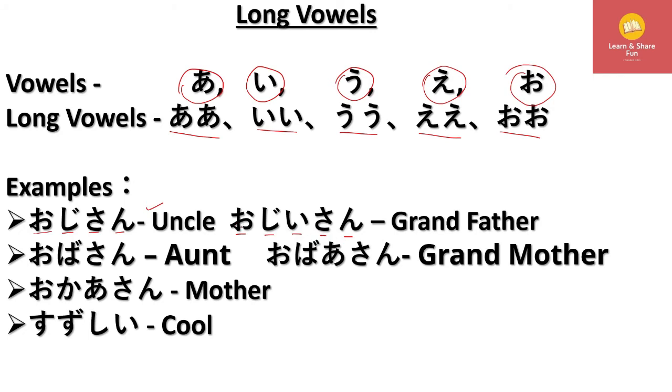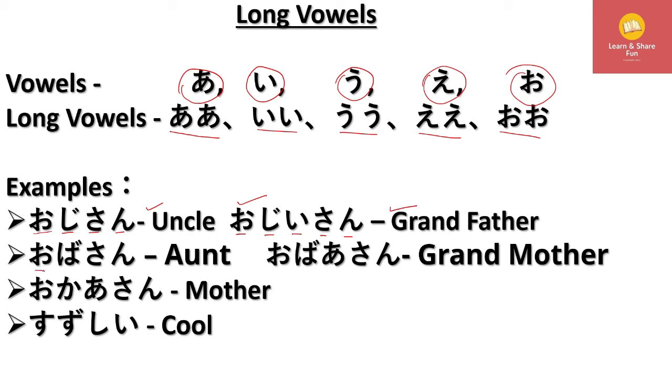The next example is Ojiisan. Ojiisan means grandfather. Did you notice the difference in the pronunciation of these two examples? The first one is Ojisan and the second one is Ojiisan. As per the pronunciation, the meaning of the word will change. Now let's see the other examples.